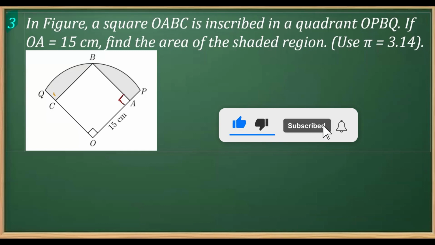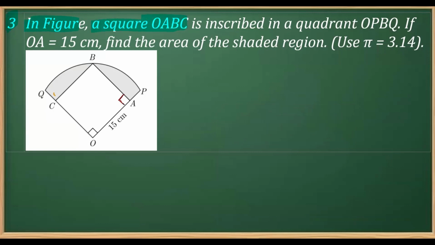Now we are on question number 3. In this question, it says in the figure there is a square, which is inscribed in a quadrant. So there is a quadrant here, and what is that quadrant?